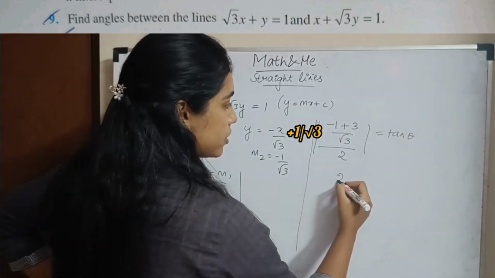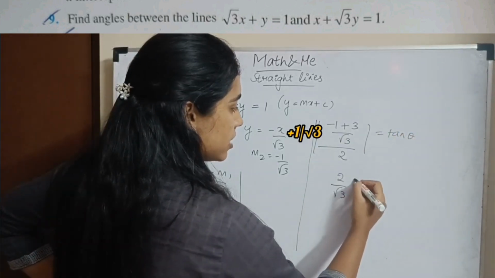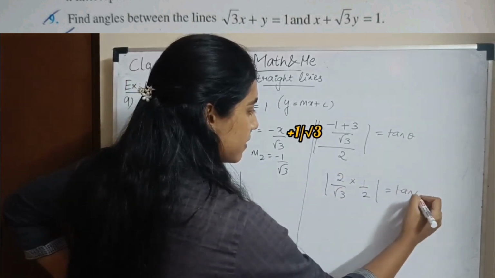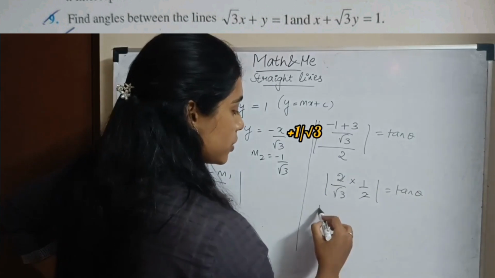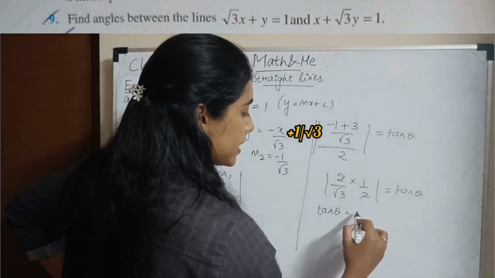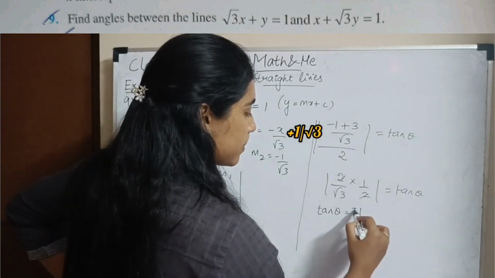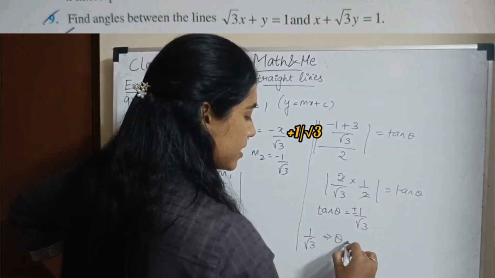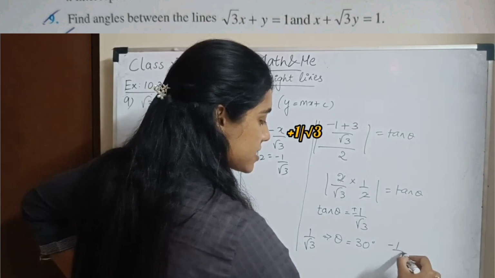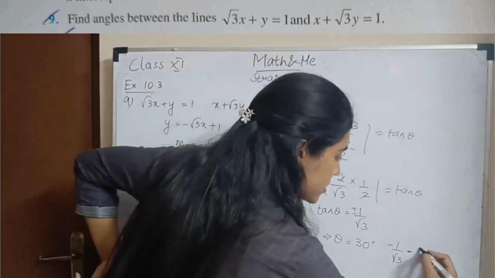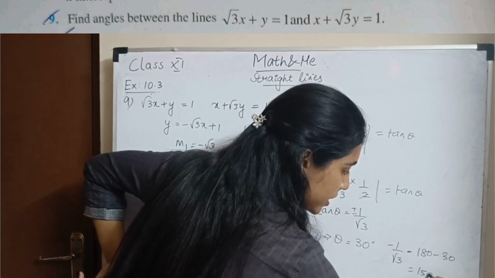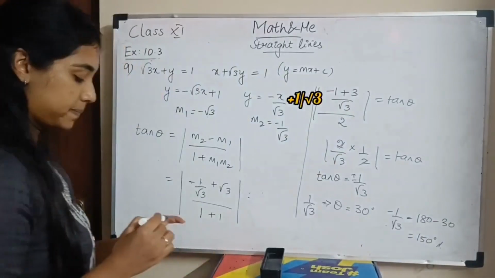So what do I have? 2 divided by root 3 times 1 by 2 equals tan theta. Cancelling the 2 and 2, tan theta equals plus or minus 1 by root 3. If it's plus 1 by root 3, then theta is 30 degrees. If it's minus 1 by root 3, it is 180 minus 30, which is 150 degrees. Okay?